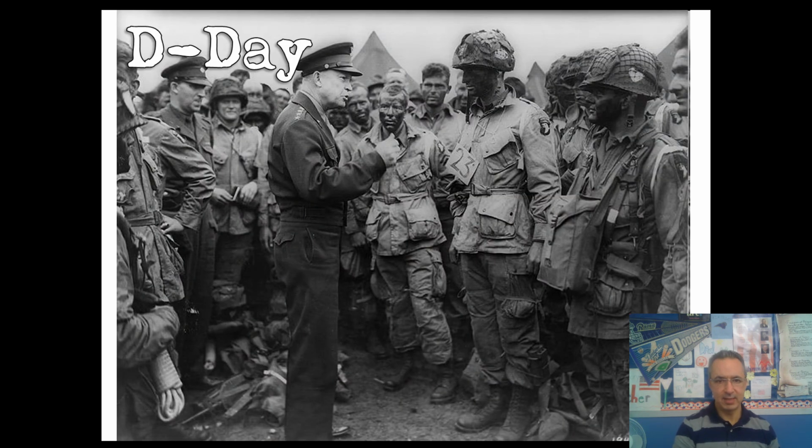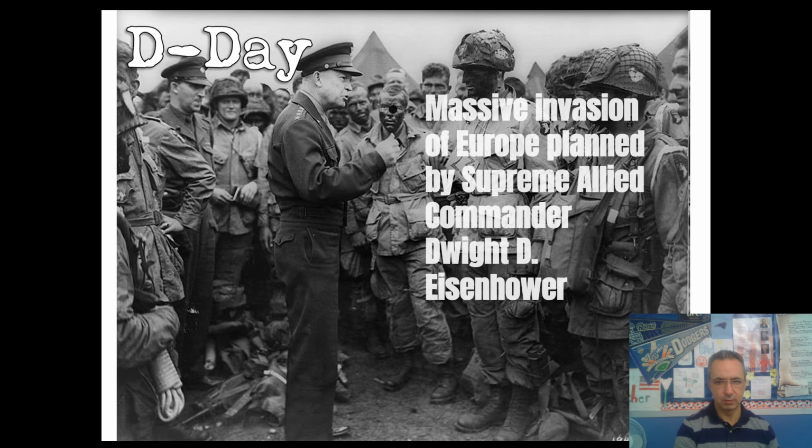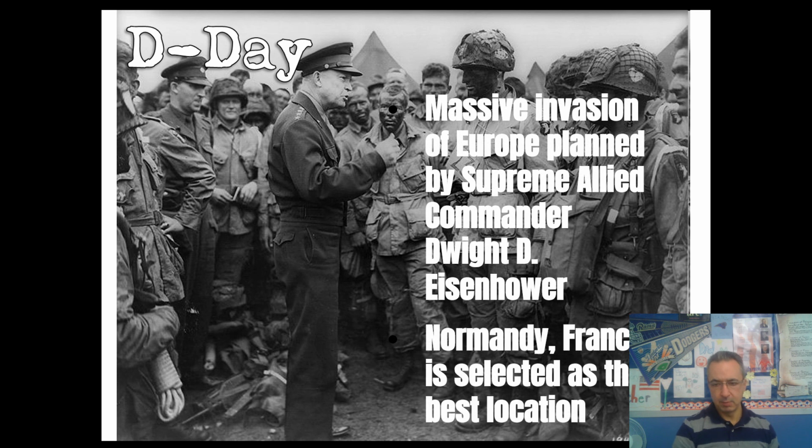D-Day, there's Dwight Eisenhower pictured there in the darker uniform, speaking and firing up the troops. This is the massive invasion of Europe planned by the Supreme Allied Commander, Dwight David Eisenhower. Normandy Beach, France is selected as the best location, not because it's the most narrow point, but it's this point in which they feel is least defended by the Germans, in an area where they wouldn't expect the Allies to attack.